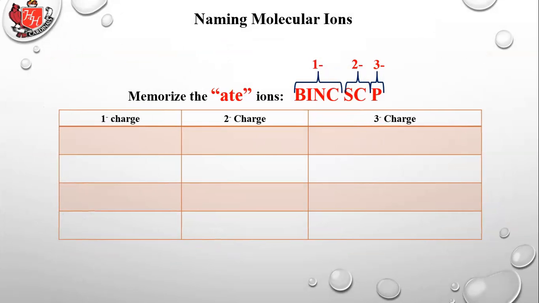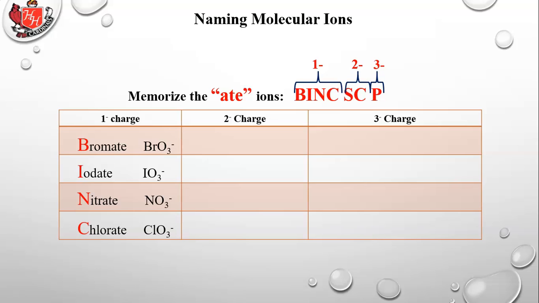So what you do is you memorize the 8 ions. The 8 is in the suffix ate, not the number 8. And the mnemonic for that is BINC SCP. So let's see what they are. They are bromate, which is BrO3 minus, iodate, which is IO3 minus, nitrate, NO3 minus, chlorate, ClO3 minus.